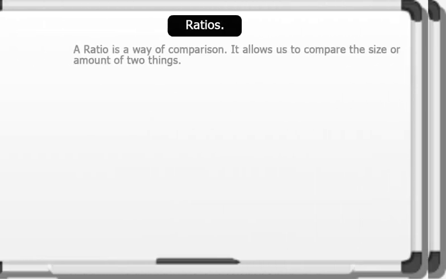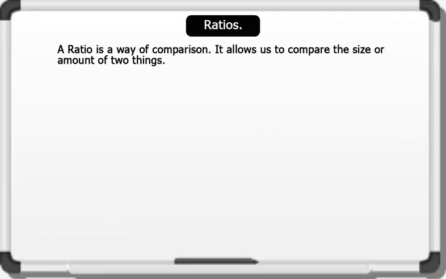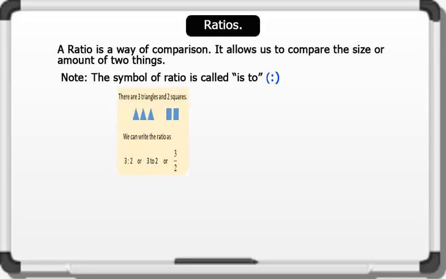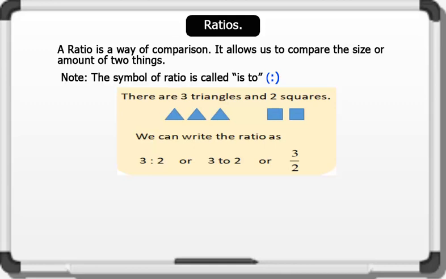A ratio is a way of comparison. It allows us to compare the size or amount of two things. It is important to note that the symbol of ratio is known as "is to". The diagram is an illustration of a ratio. It shows the comparison between 3 triangles and 2 squares. The ratio can be written as 3:2, and also as a fraction, as in 3/2.